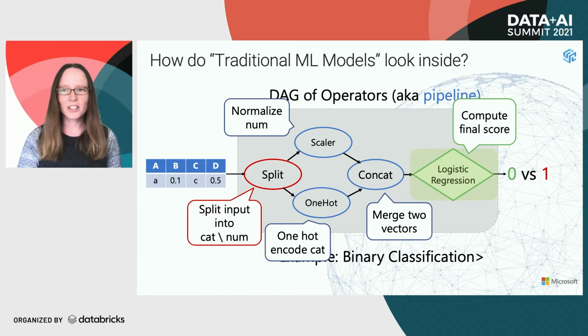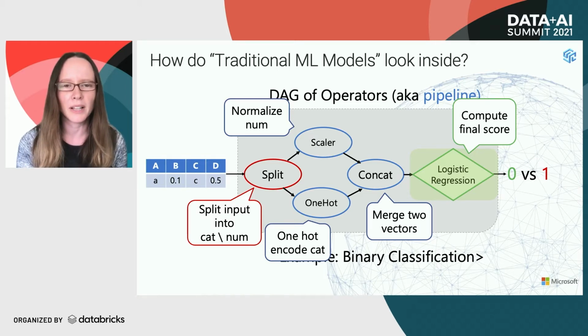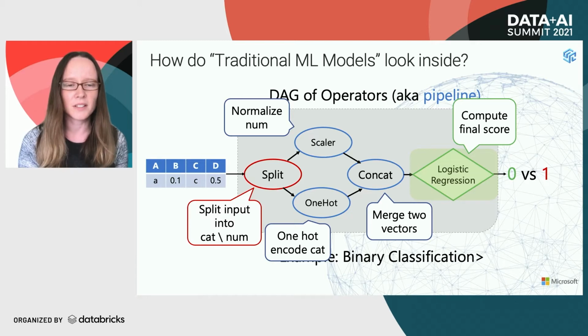So this is just one very, very simple example of what a model might look like. Across all of the traditional ML frameworks, there are hundreds and hundreds of these featurizers and predictors. And so it's kind of hard to represent them in a concrete way that makes sense across all of the different frameworks and all of the different options.